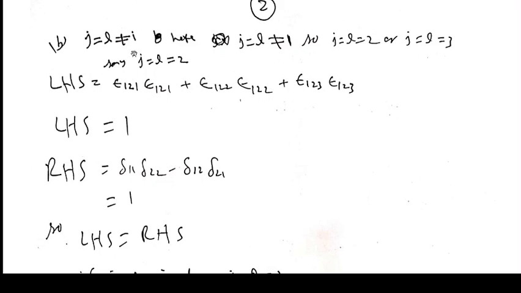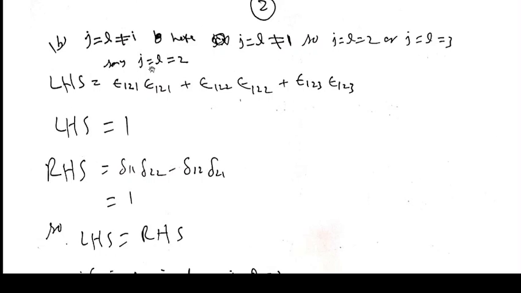In the second sub case, we are supposing that j is equal to l but not equal to i. Here i is 1, so it means i and k are equal to 1. So j is equal to l but not equal to 1. So j and l can be 2 or 3.